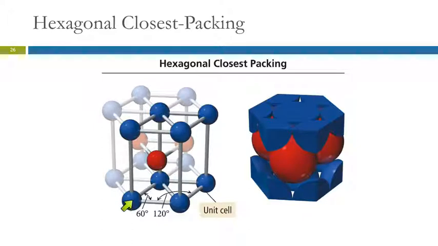So this would be the unit cell, this guy right here. And it's not cubic because the angles are not 90 degrees. We've got 60 and 120. And when you put a couple of these together, you can see the hexagon, and that's why it's called hexagonal.